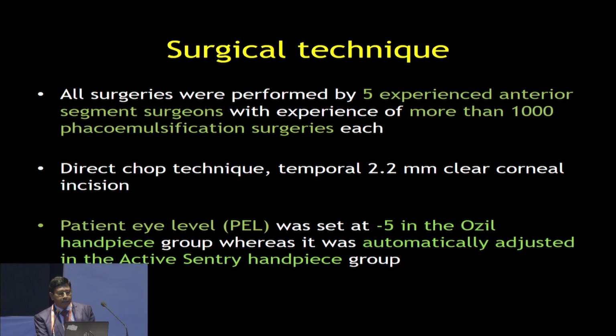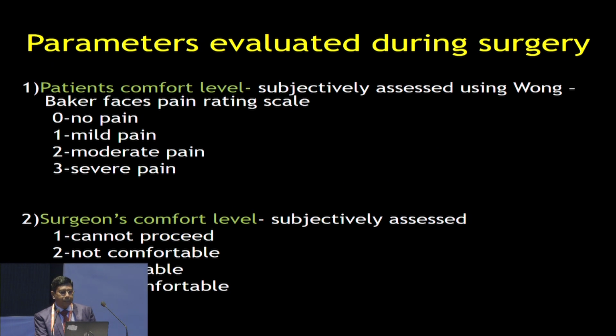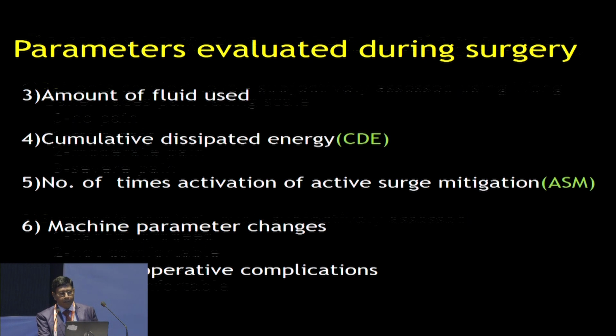Patient eye level was set at -5 in Ozil handpiece, and it was automatically adjusted in Active Sentry handpiece. All the parameters were almost the same in both handpiece groups, except significantly lower IOP was set for Active Sentry handpiece. Parameters evaluated were patient's comfort level, where 0 was no pain, 1 mild pain, 2 moderate pain, and 3 severe pain. Surgeons' comfort levels were subjectively assessed: 1 cannot proceed, 2 not comfortable, 3 comfortable, and 4 very comfortable.